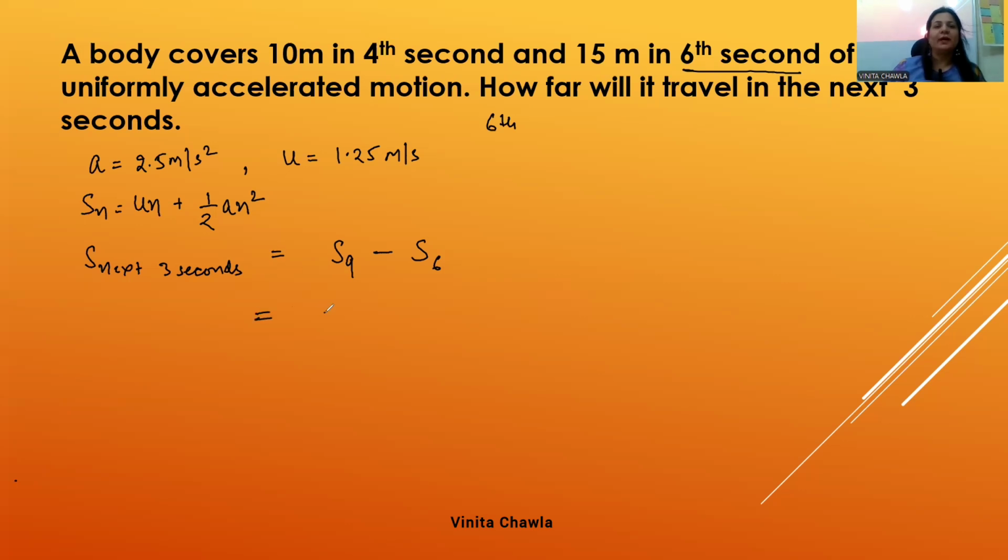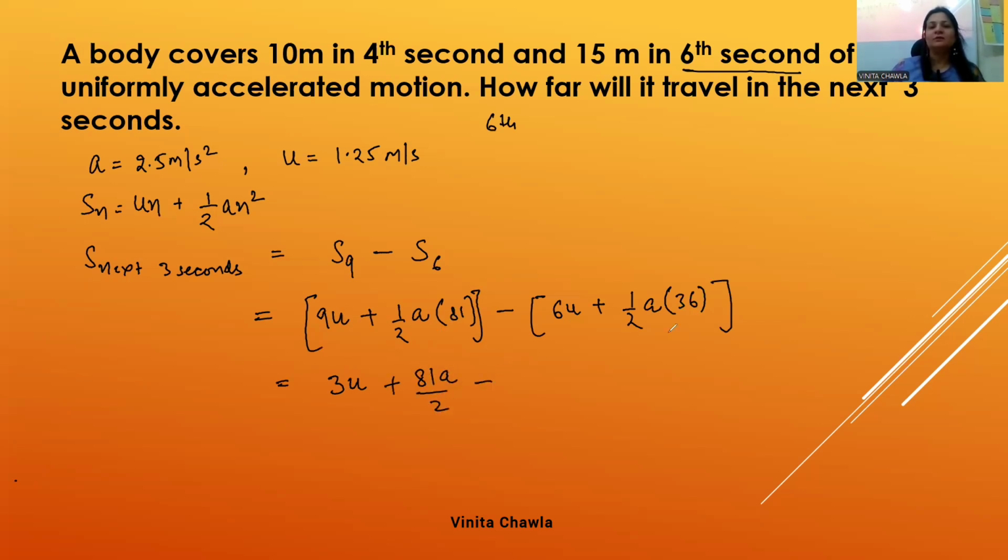We can write 9u plus half a n square, 9 square is 81, minus 6u plus half a 6 square, which is 36. 9u minus 6u is 3u, and here we have 81a by 2, and here we have minus 36a by 2. So we'll get 3u plus 45a by 2. Now put the value of u and a.